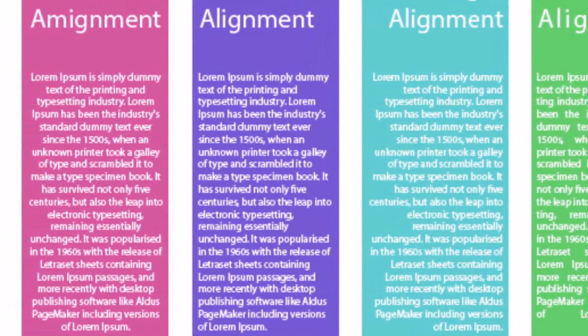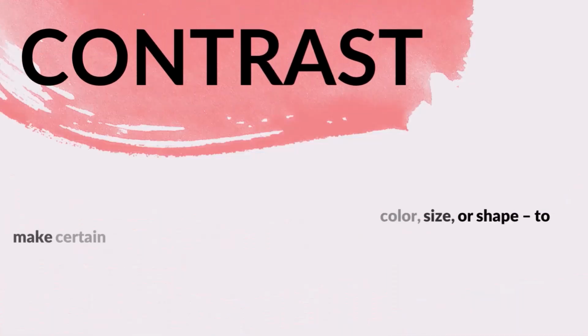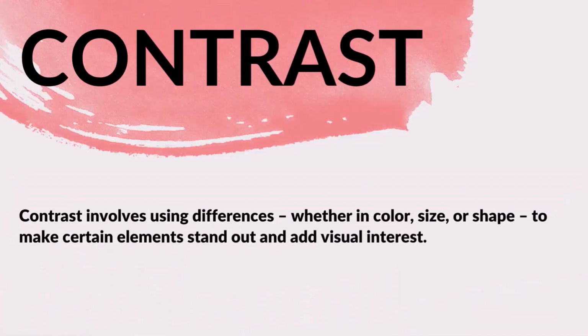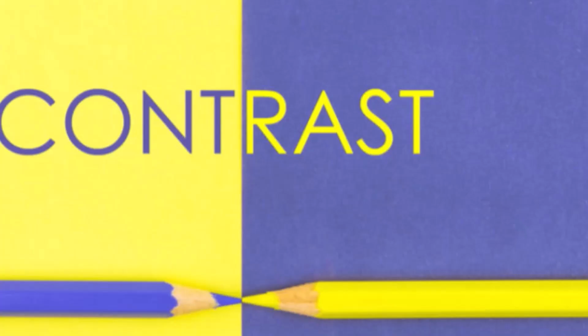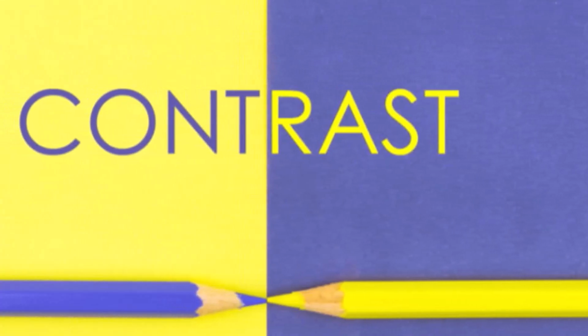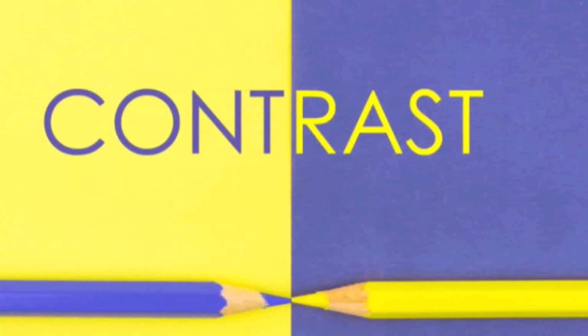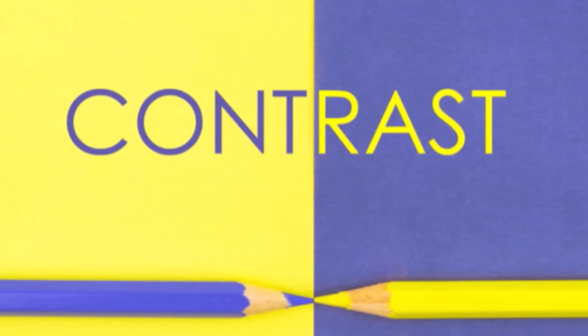The next thing we want to talk about is contrast. Contrast is another principle. It involves using differences, whether in color, size, or shape, to make certain elements stand out, just like emphasis, but this is different from emphasis. Contrast is just you trying to create different varieties of elements. You could see a contrast could be a different text or a different color.